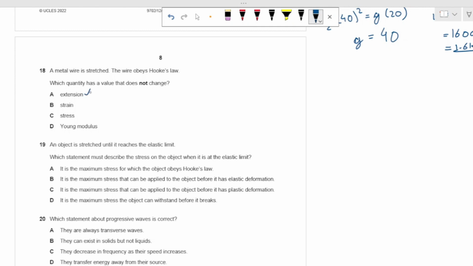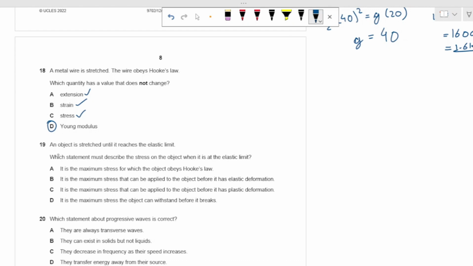Extension definitely changes. Strain also changes. And stress also changes. The Young modulus, of course, doesn't change because it's a constant. Most importantly, it depends on the material itself. Young modulus will be constant for the material. The rest of the list items over here will definitely change.